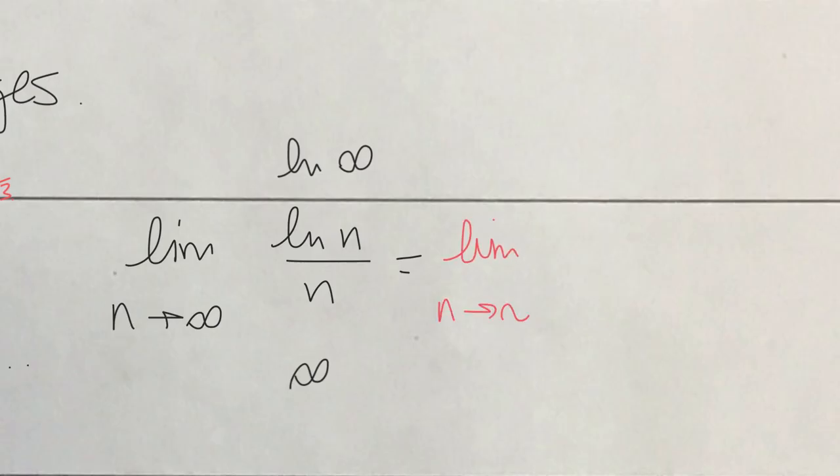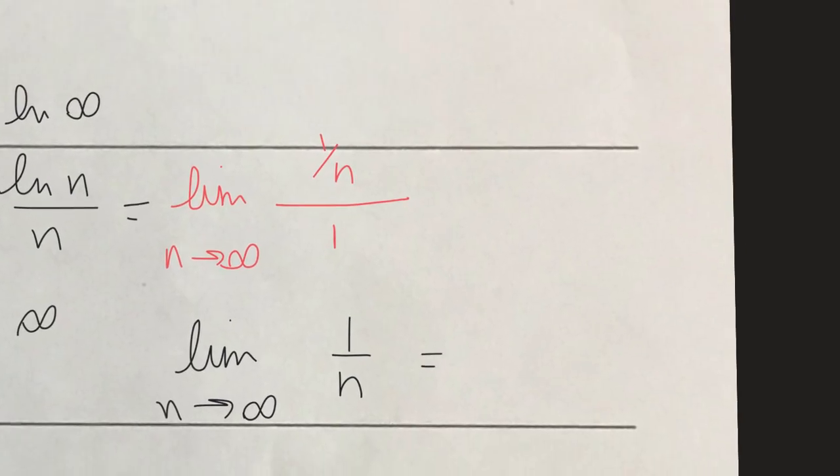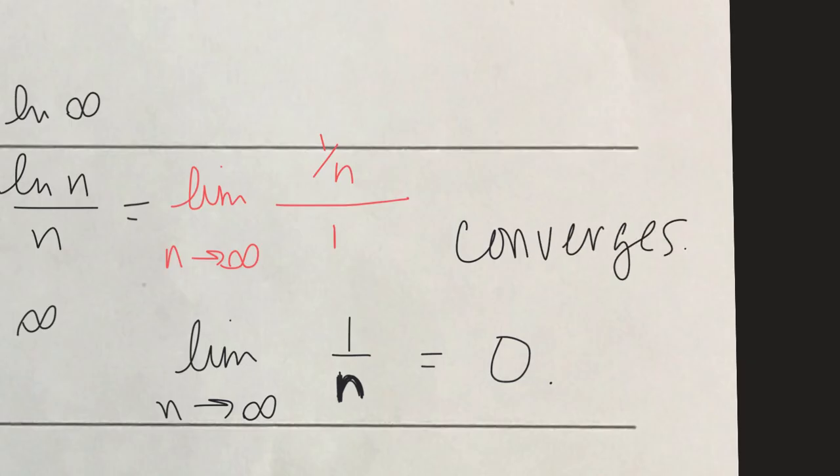The limit as n approaches infinity of, what's the derivative of natural log n? That's 1 over n, and the derivative of n is just 1. So the limit as n approaches infinity of 1 over n. What did we decide this was earlier? 0. Because it's 1 over a very, very large number. 1 over a very large number is 0. So this one converges. It converges to 0, which is a perfectly good thing for something to converge to.